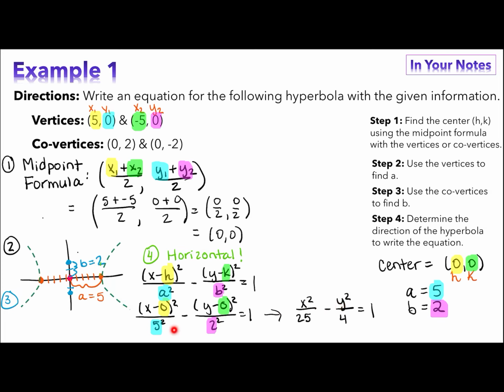Y minus 0 is y, so that's y squared. 5 squared is 25, and 2 squared is 4. That is your final answer.